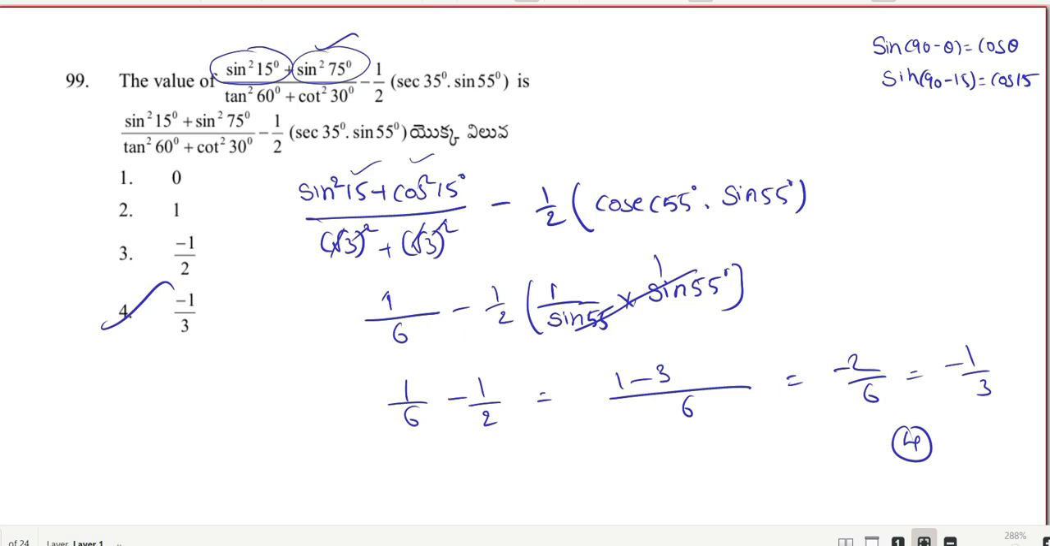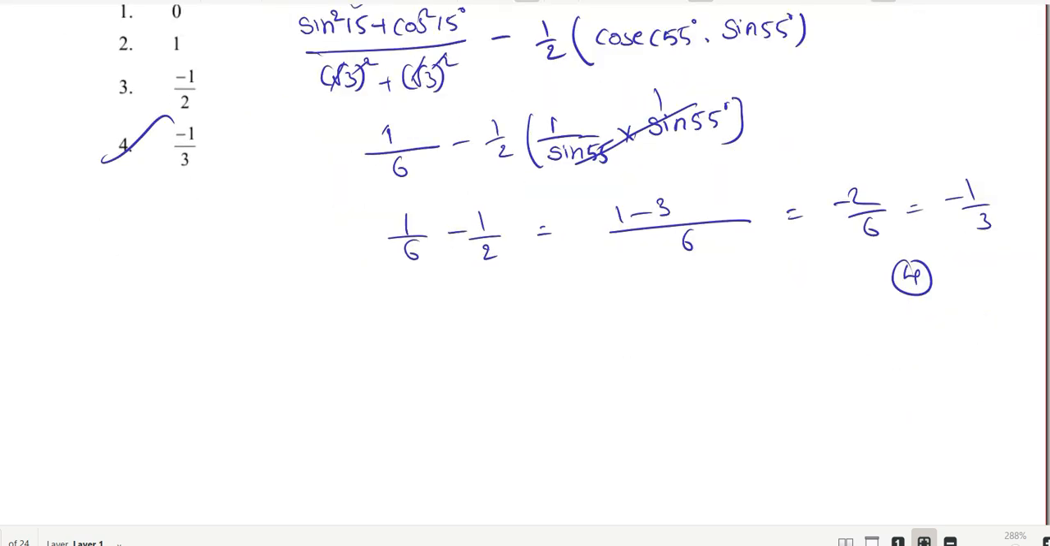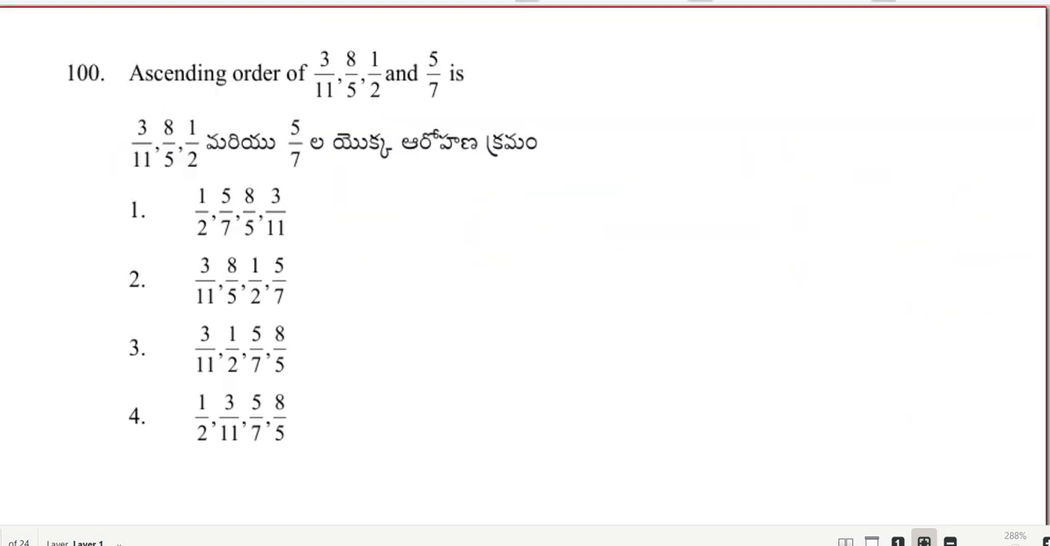Now let us go ahead with the next question. In the next question, we are given the ascending order of these numbers: 3 by 11, 8 by 5, 1 by 2, and 5 by 7. Let us write these values in decimal form. The approximate value of 3 by 11 is 0.27, and 1 by 2 we know as 0.5, and 5 by 7 as 0.71.